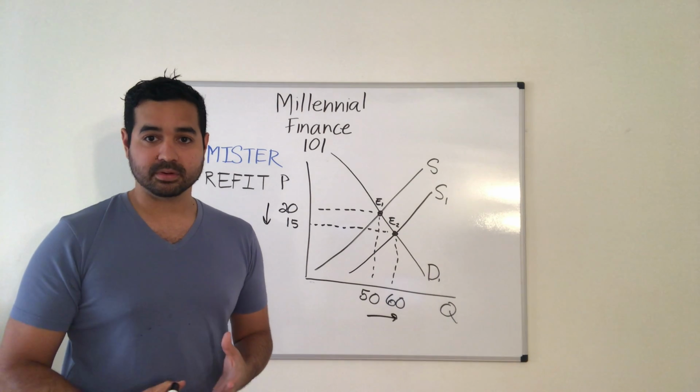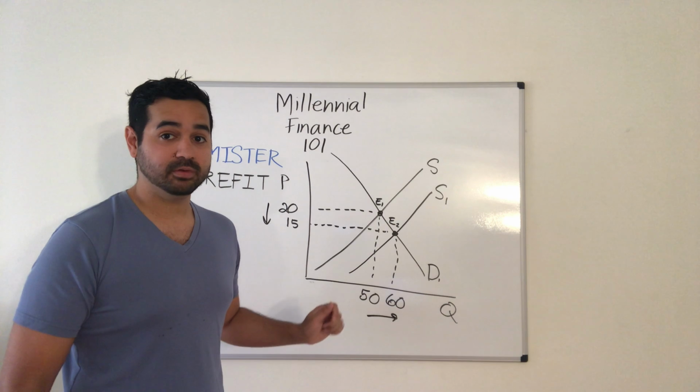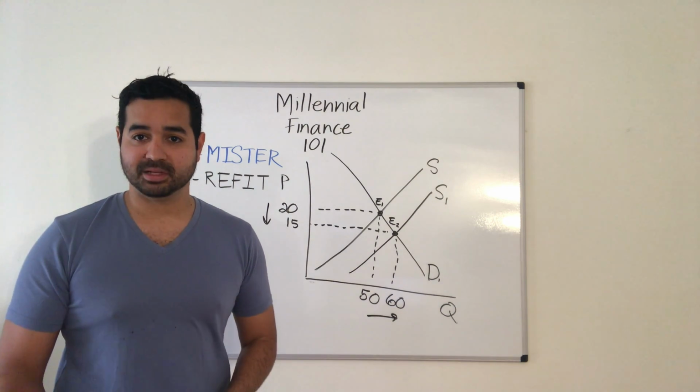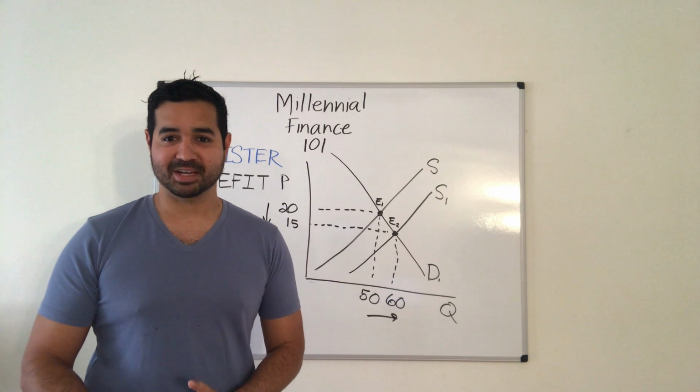And if you remember how to draw this graph and that supply increases will move the graph to the right, you will always make this conclusion correctly. Sound good? All right, let's go to the next question.